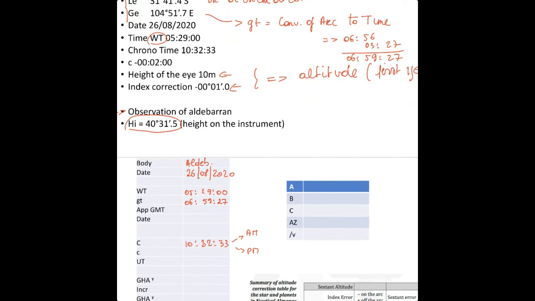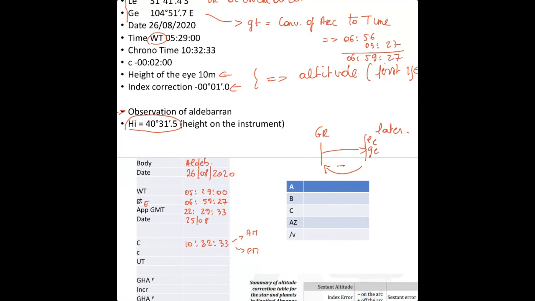06:59:27. Okay. Our longitude is east, so we are in the east. This is Greenwich. This is where we are. This is our estimated position. So here it is later. So in this case, what do we need to do? We need to subtract in order to get approximate GMT. Okay. So this gives us then, if I'm not mistaken, 22, 29, 33. And then we are one day earlier. We are on the 25th.